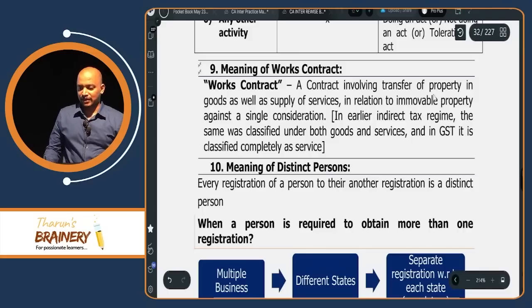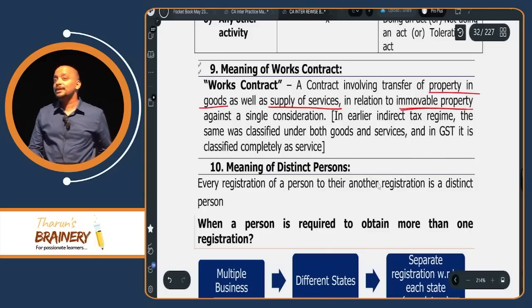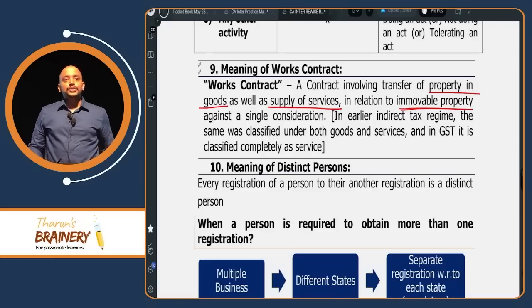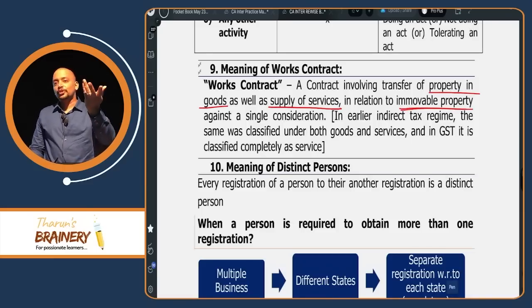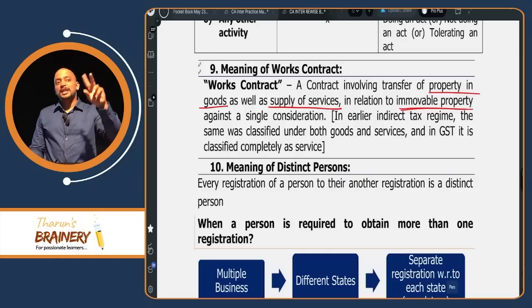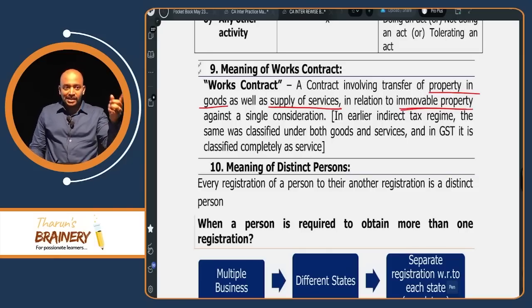So in works contract there will be both elements, supply of goods as well as supply of services in relation to immovable property. So it should not be in relation to movable property, it should be in relation to immovable property. For example, you purchase one mobile phone and that mobile phone slipped out of your hand, it fell down, it got broken. Now you are going to the repair shop. Now they will only supply the screen, that is goods. They will do the repair, service.